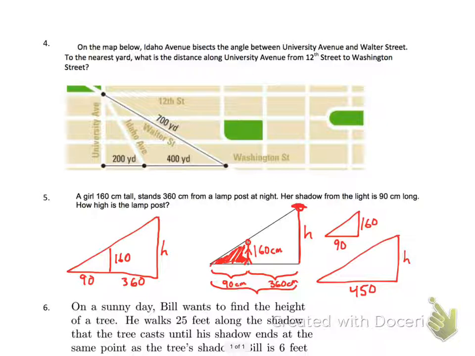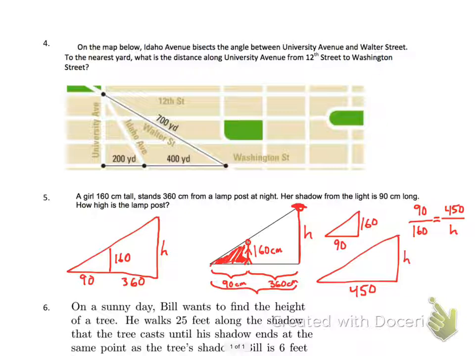All right, so does that make sense? Okay. And set up our proportion real quick. I'm not going to go through and solve the proportion, but let's just set up the proportion. And what is it? 90 over 160 equals 450 over h. Very good. All right, you guys can solve that.